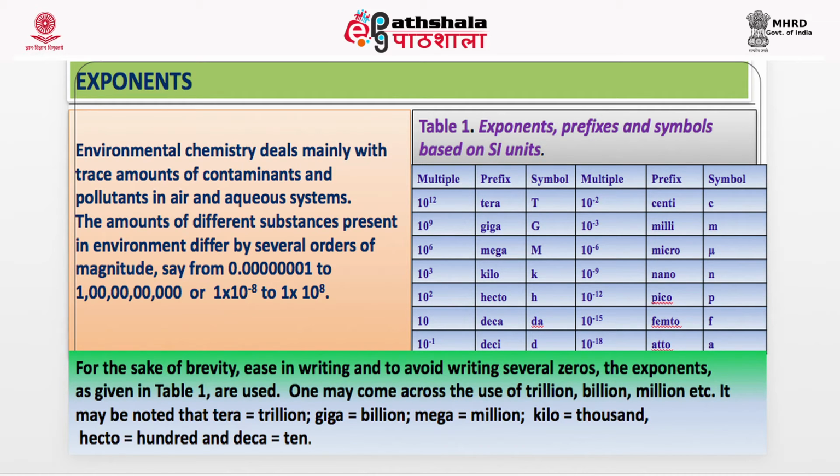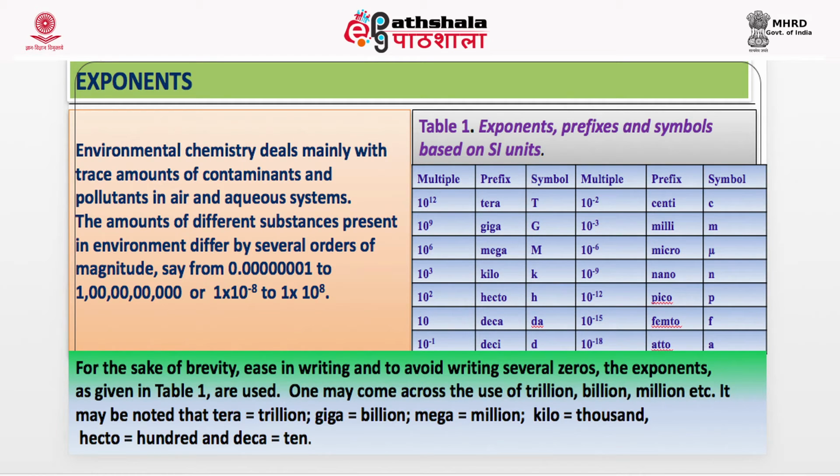For the sake of brevity, ease in writing, and to avoid writing several zeros, the exponents as given in the table are used. One may come across the units of billion, million, etc. Hence, the following equalities may be remembered. Tera is trillion, giga is billion, mega is million, kilo is 1000, hecto is 100, deca is 10. Environmental chemistry deals mainly with trace amounts of contaminants and pollutants in air and aqueous medium. Therefore, the entire discussion is based on this.